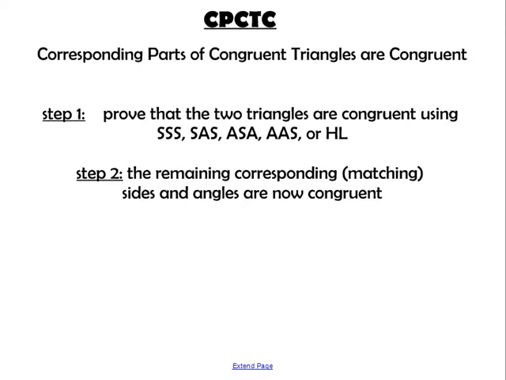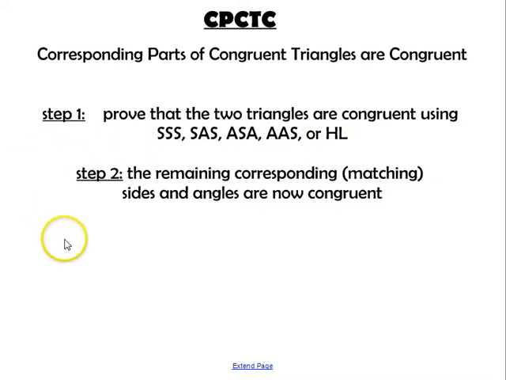Using CPCTC. CPCTC stands for corresponding parts of congruent triangles are congruent. So the first step in this is using what we've been learning the last few lessons. First, we need to prove that the two triangles are congruent using either SSS, SAS, ASA, AAS, or HL.